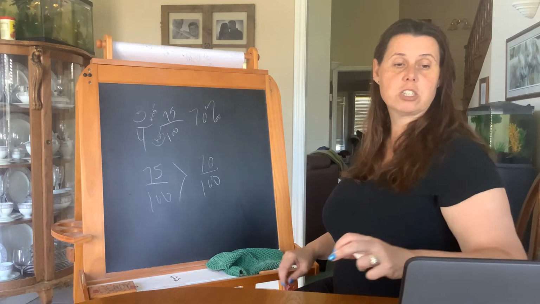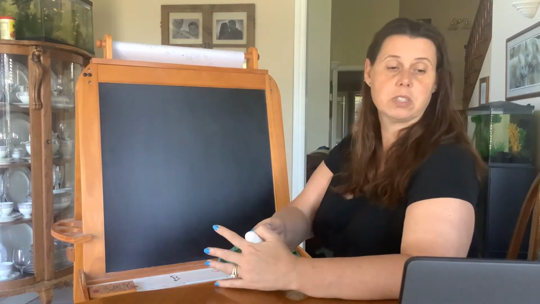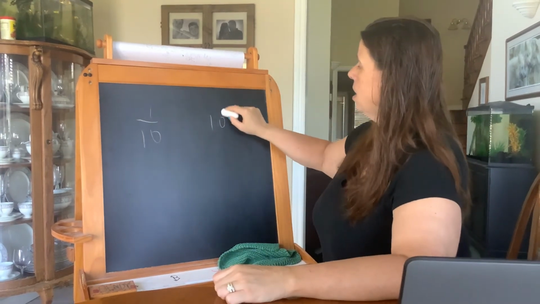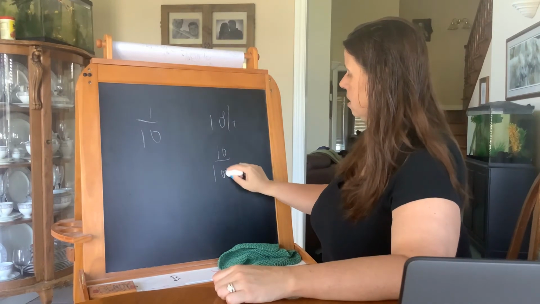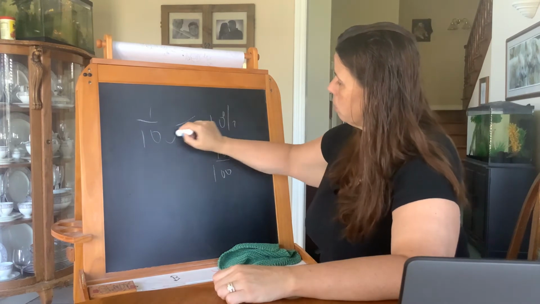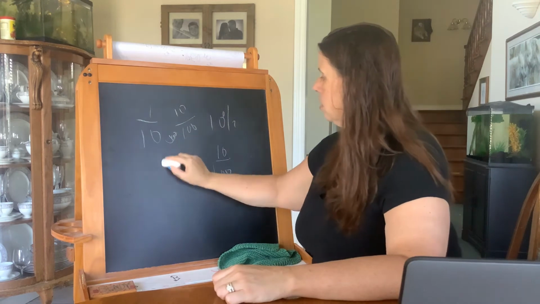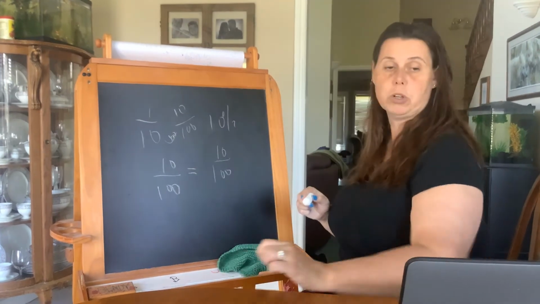Okay, and let's try the last one. How's that sound? Okay, so 1/10 and 10%. Okay, so this is 10 out of 100 because it's a percent. And then we got to get this to 100. How do we go from 10 to 100? Times 10. So that means this is 10 out of 100. So on both sides, we have 10 out of 100, so they are equal.